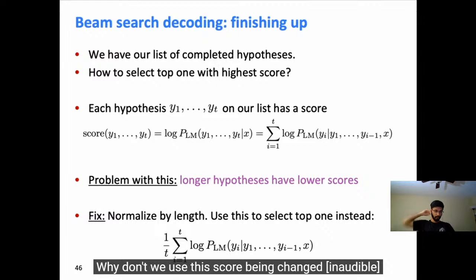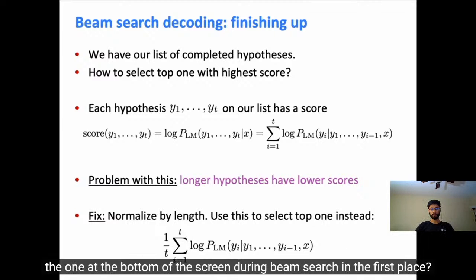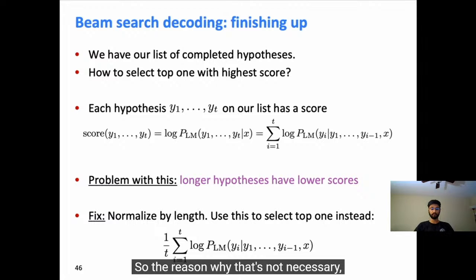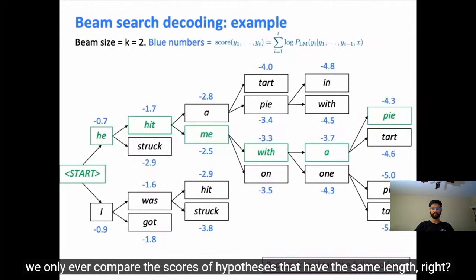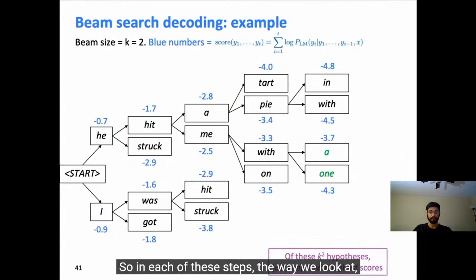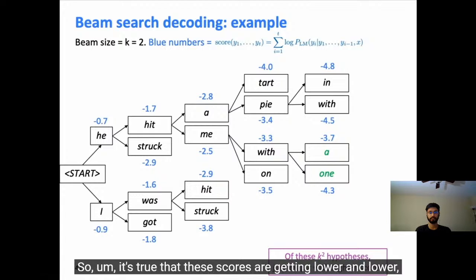Yeah. Why don't we use this score during a beam search in the first place? Great question. The question is, why don't we use this normalized score, the one at the bottom of the screen, during beam search in the first place? The reason why that's not necessary, you could, but it's not necessary, is because during beam search, we only ever compare the scores of hypotheses that have the same length, right? So on each of these steps, where we look at, let's say, the top k squared, and we want to choose which ones are the top k, we're comparing the scores of 4 different hypotheses that are of length 1, 2, 3, 4, 5. So it's true that these scores are getting lower and lower, but in the same way, because they're all length 5 right now.